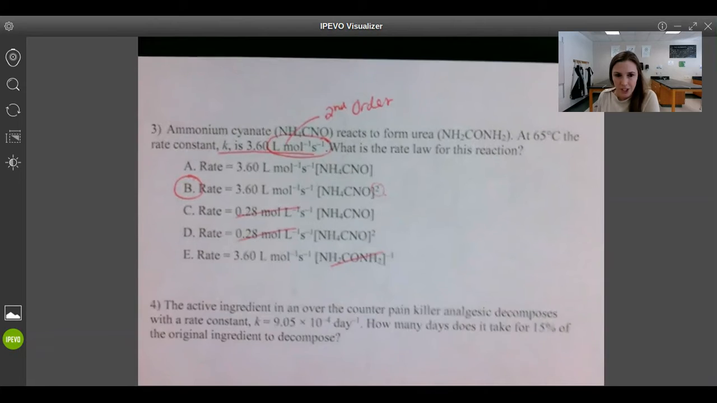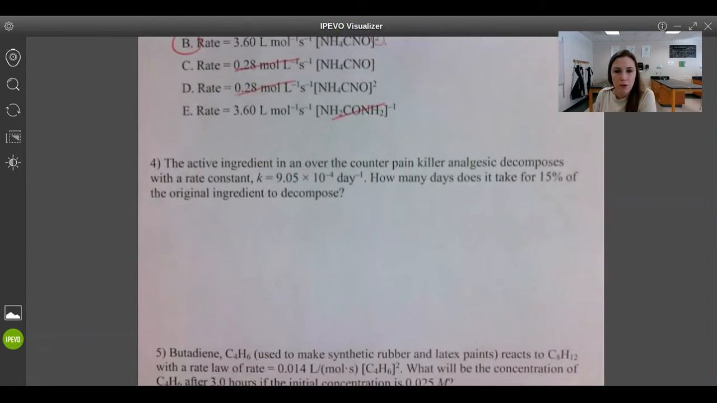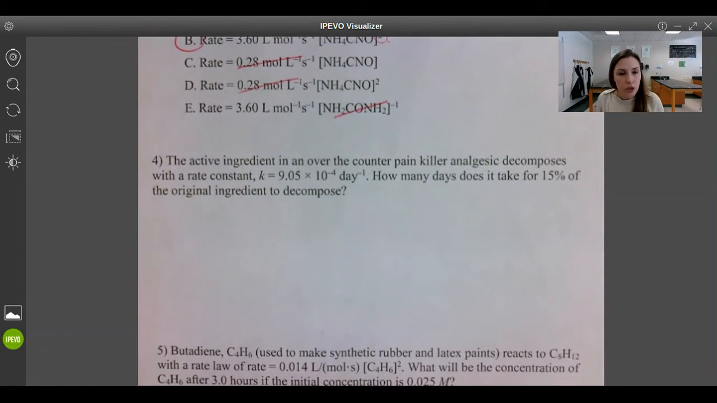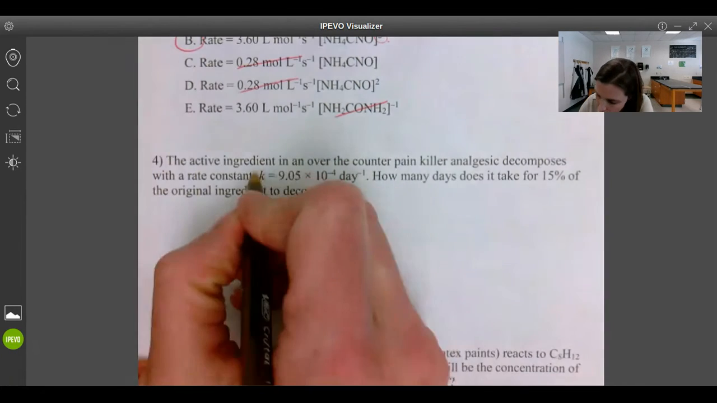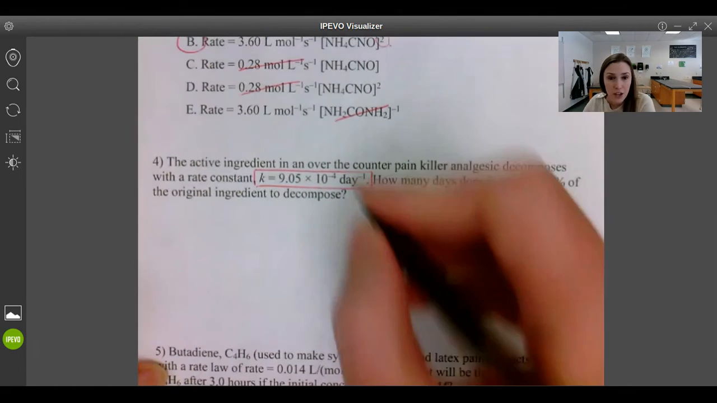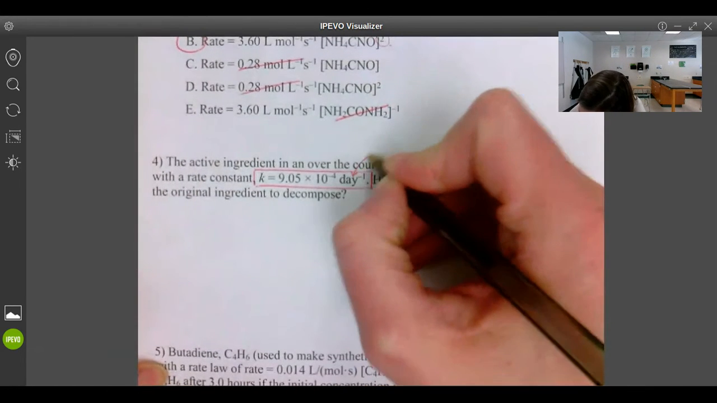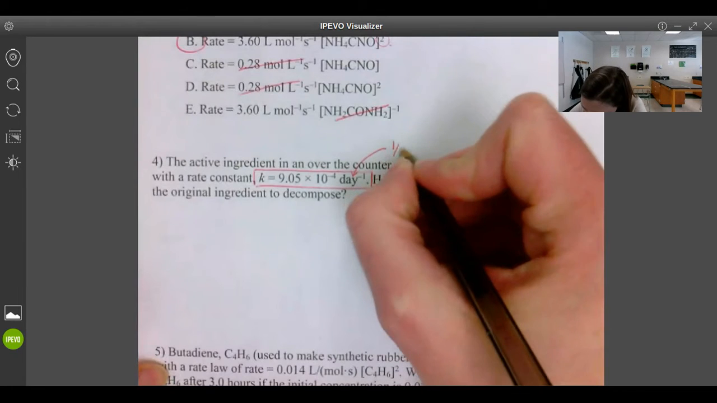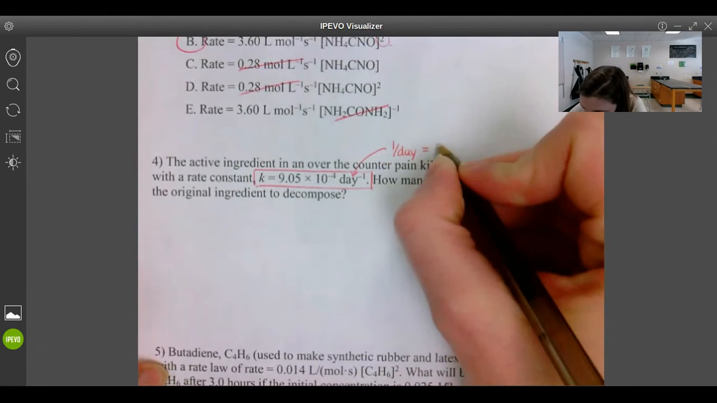All right, let's try it out and look at number 4, which is now going to move into integrated rate law. So again, I would suggest pausing this, trying it out on your own, and then checking back in with me. So this is telling us about a painkiller, or the active ingredient, that has a rate constant of this value, which I can tell right off the bat, based on the unit, which is 1 over day, has to be first order.